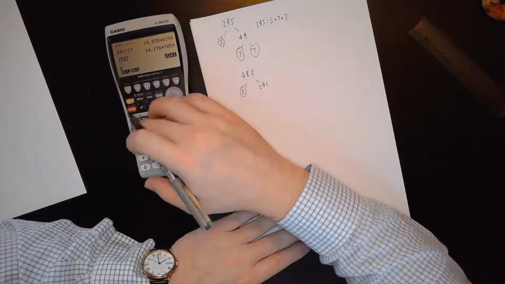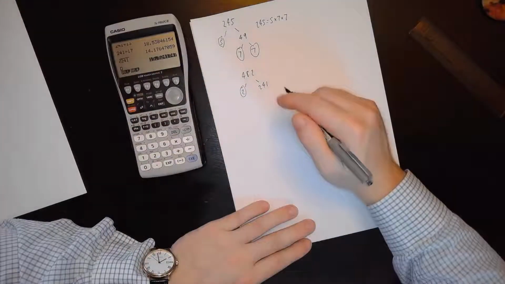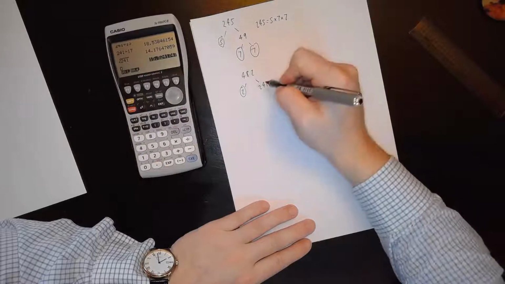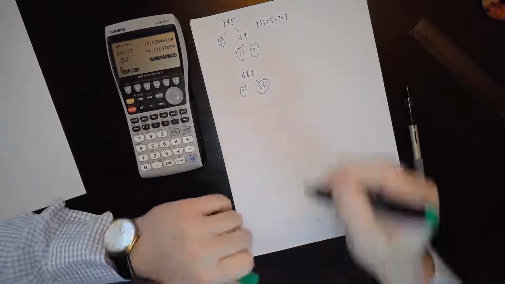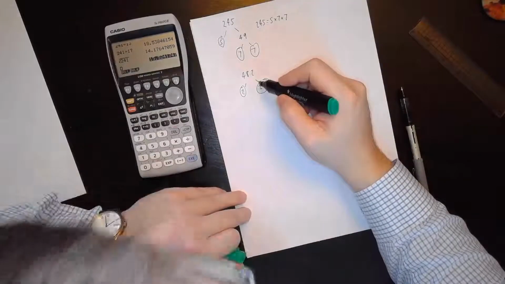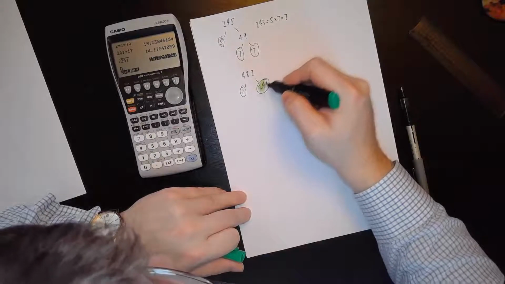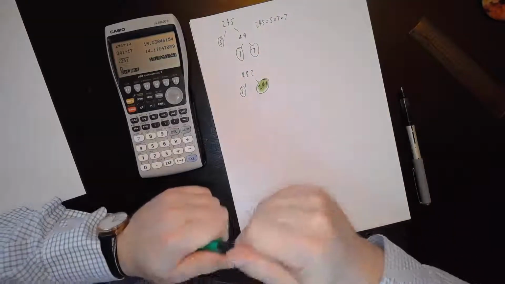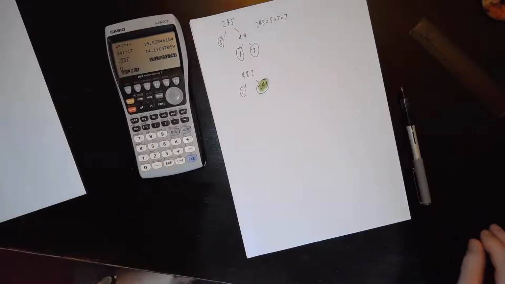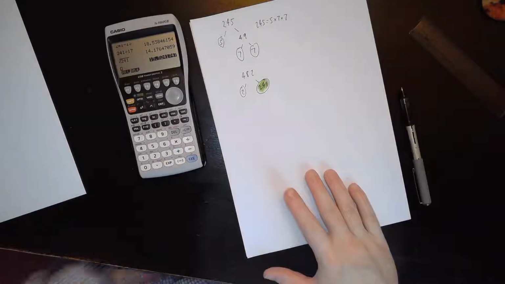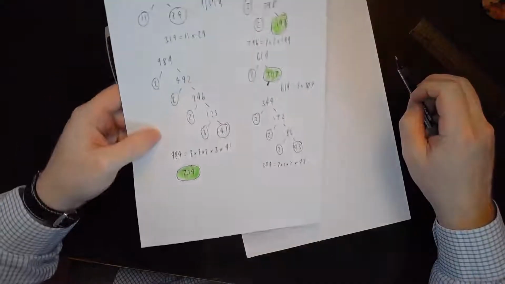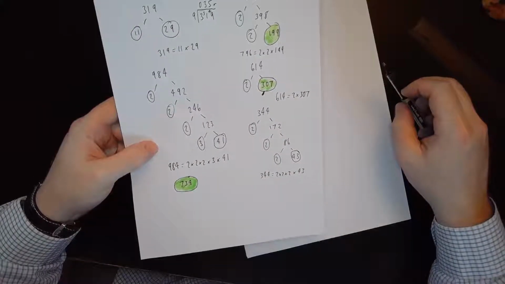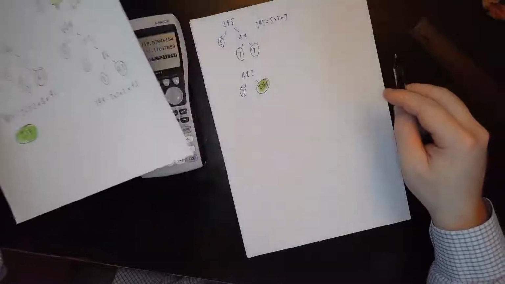Because the square root of 241 is 15.5. So 241 is a prime. Okay, so we've discovered another prime number. So we can give it green. Green's my favourite colour. Okay, so what prime numbers have we discovered so far? We discovered 199, 307, 739, 241.